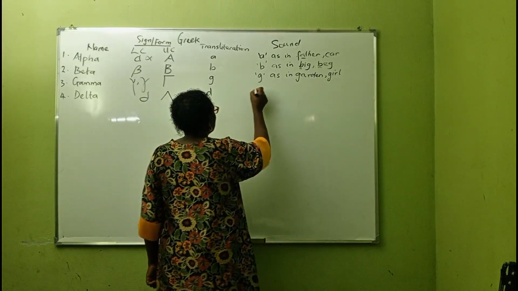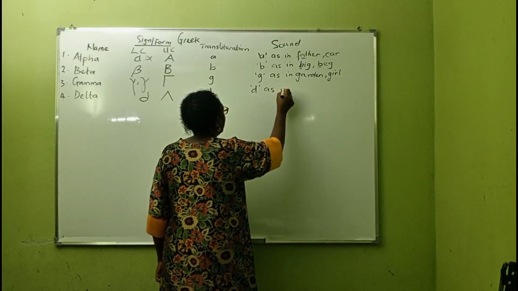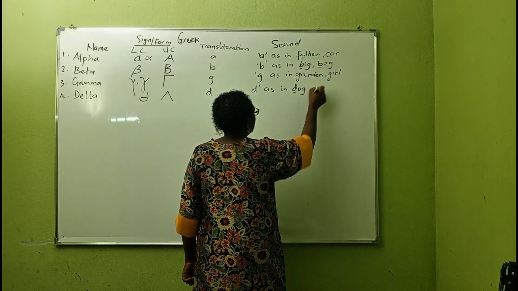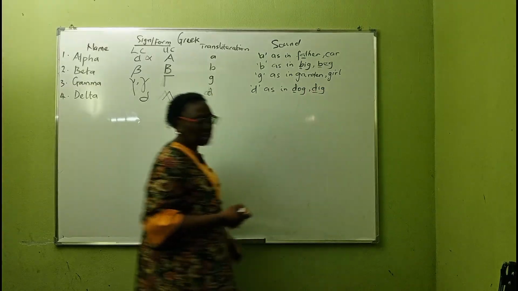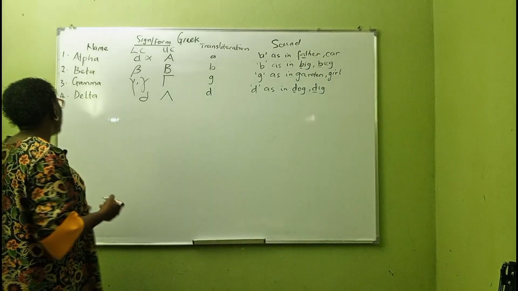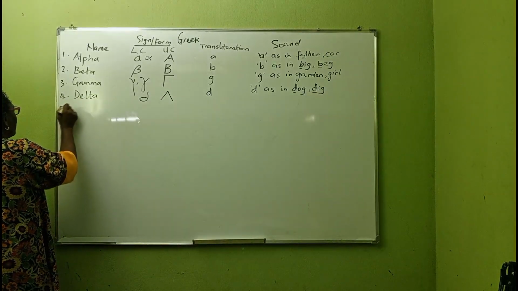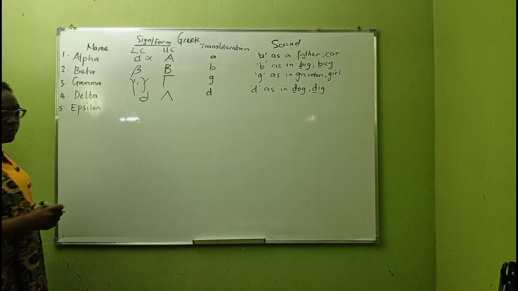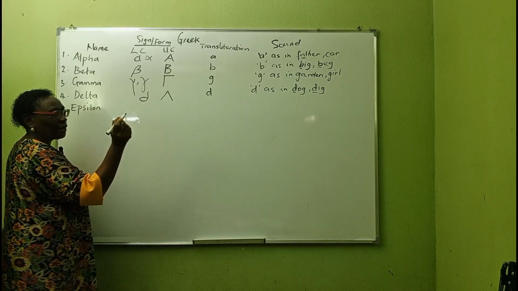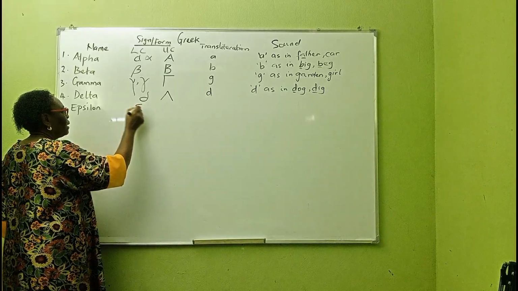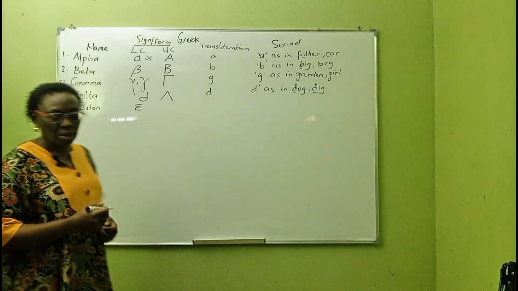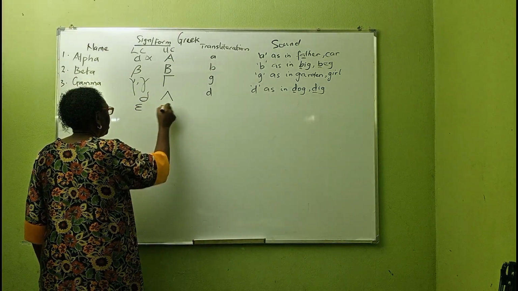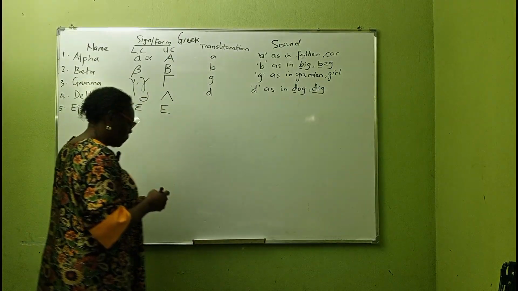So the sound is like D as in dog, dig is your D sound. Do is D sound. Then number 5, we have epsilon. Epsilon is as if you're writing 3, but it faces the other side. So just do it like that. That's your epsilon. And in terms of capital letter, your epsilon is like our English E.